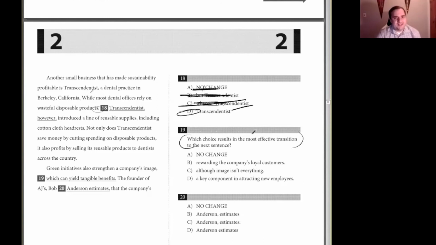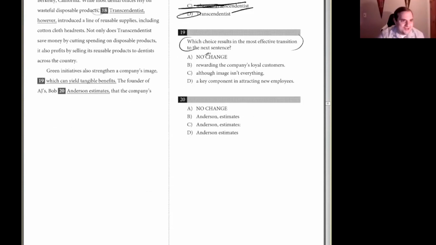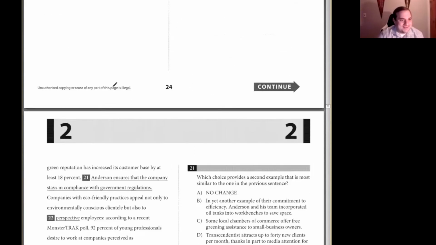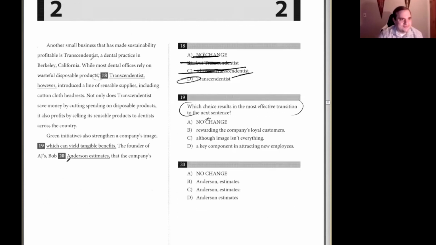Which choice results in the most effective transition to the next sentence? So again, do you see how it transitioned to the next sentence? As opposed to the last one, we're looking back. This one, our main focus is forward. So let's take a look. So the founder of AJ's, Bob Anderson. Weird that the founder is not named AJ. The founder of AJ's, Bob Anderson, estimates that the company's green reputation has increased its customer base by at least 17%. Oh, yeah, okay. I could see that happening in Berkeley, California.